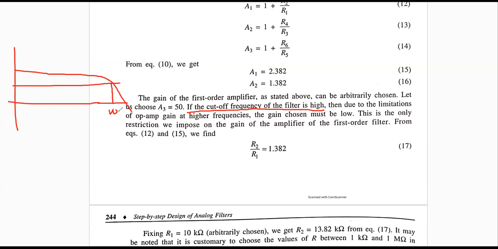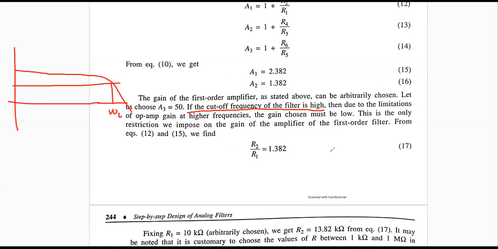If this cutoff frequency is very high, you know that the operational amplifier, where you have positive feedback, will also give high gain to the high frequency component. So the gain should be adjusted so that the high frequency component will not get some extra advantage.